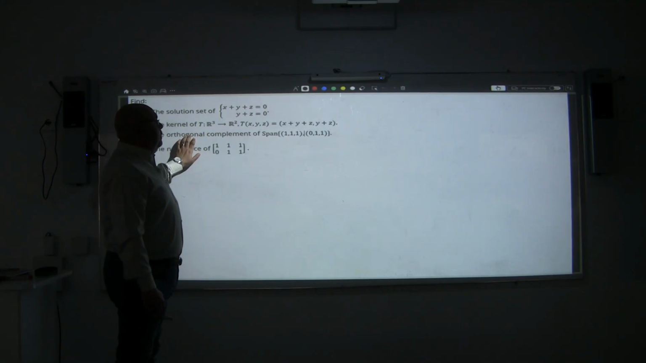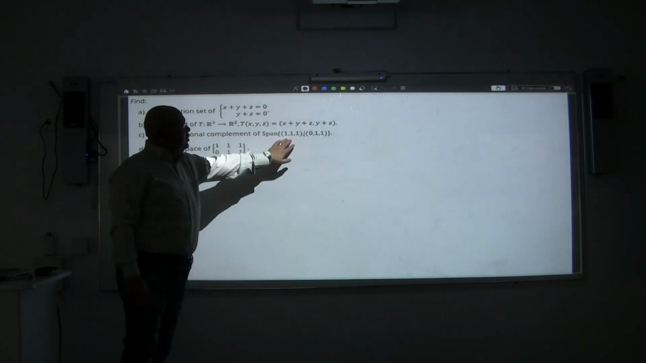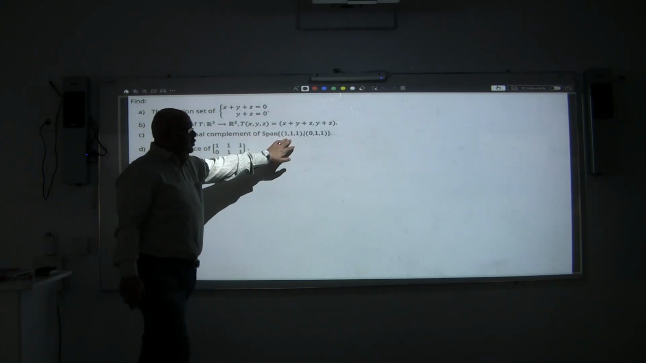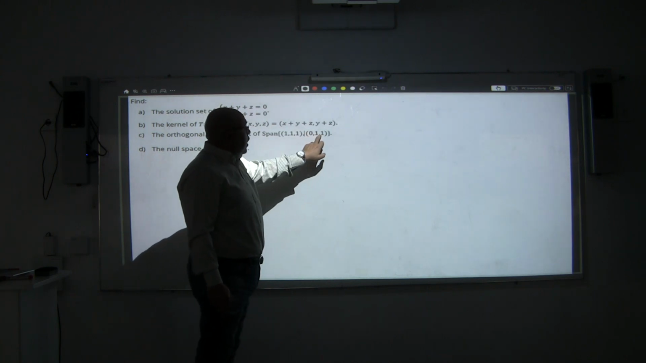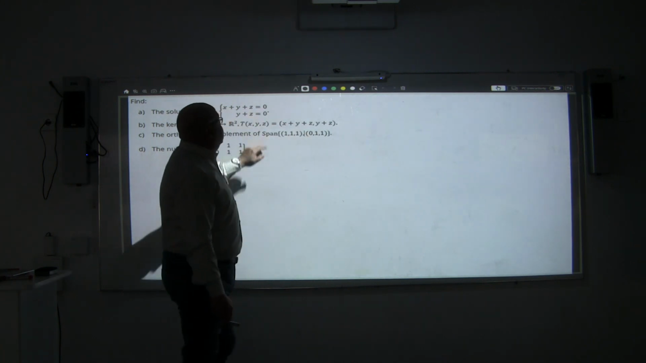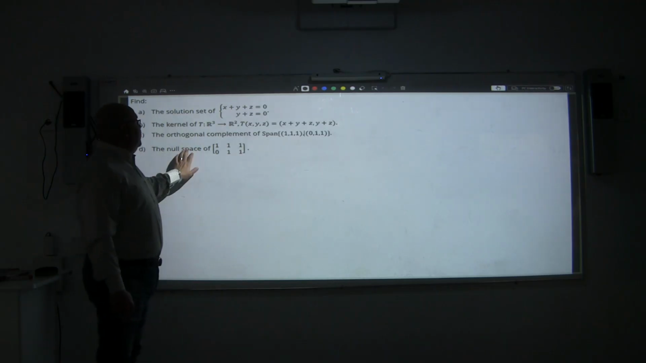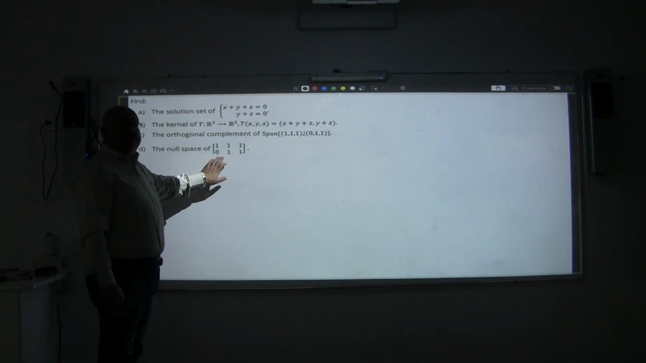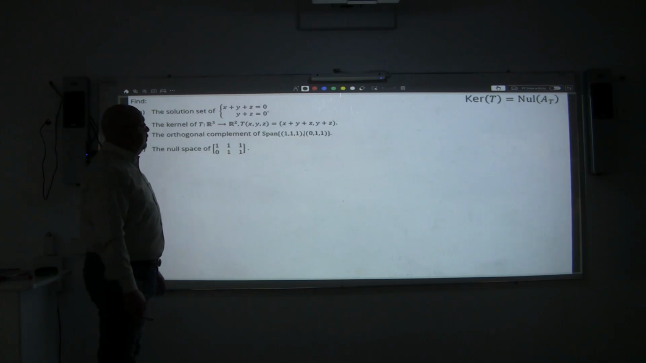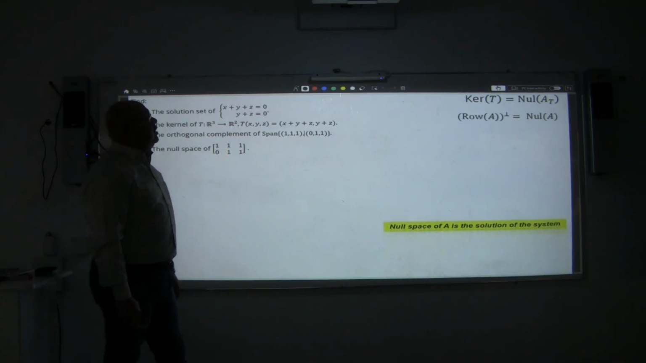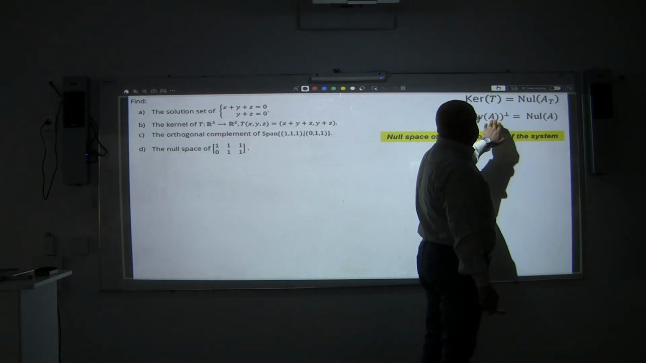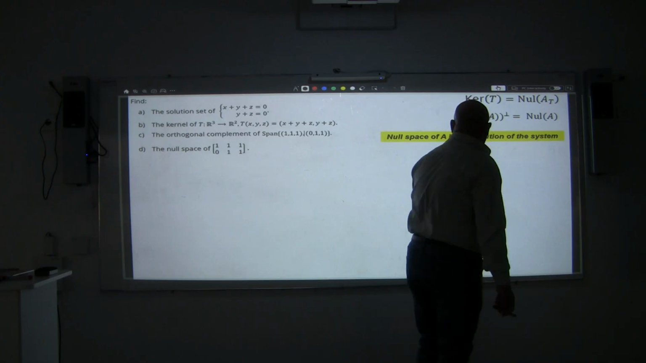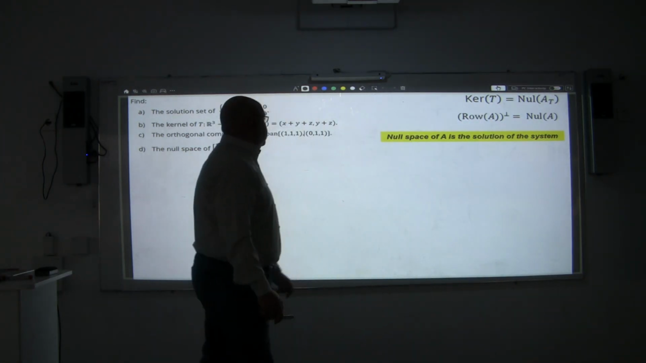This is the orthogonal complement of the span of these 2 vectors, how to bring it. All I have to do is to multiply x, y, z times 1, 1, 1, which is going to be the first equation. Multiplying x, y, and z times 0, 1, 1, which is going to equal 0, which is the second equation. One solution. And the null space of this system, which means A times x equal to 0 also. So those are the remarks that we already know: the kernel of T is equal to the null space of A of T. Row of A orthogonal is equal to null of A. That's the null space of A, the solution of this system.